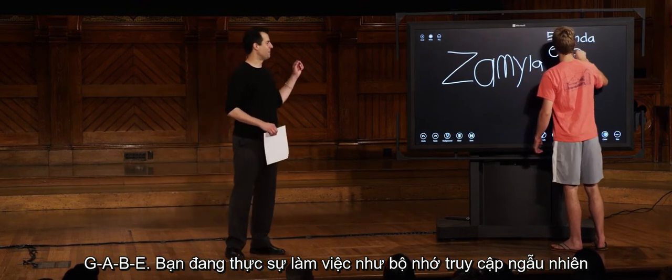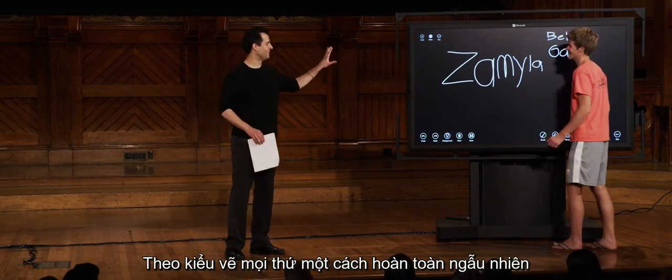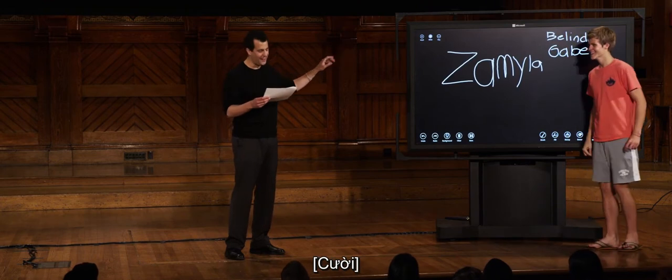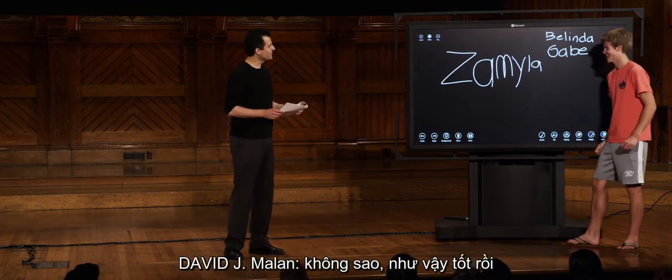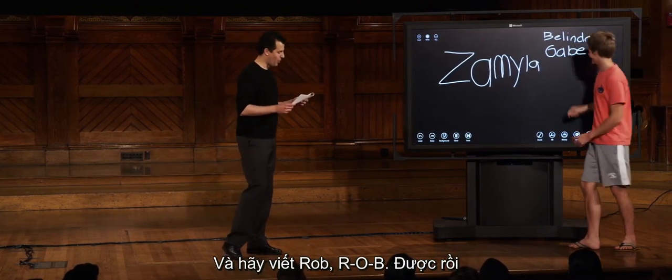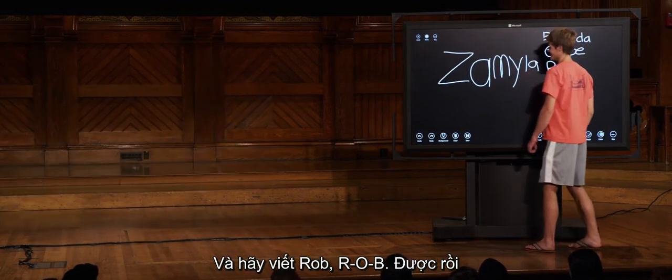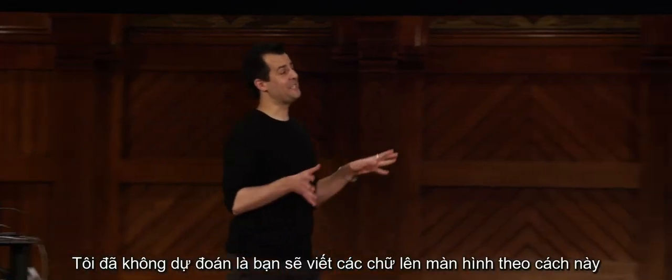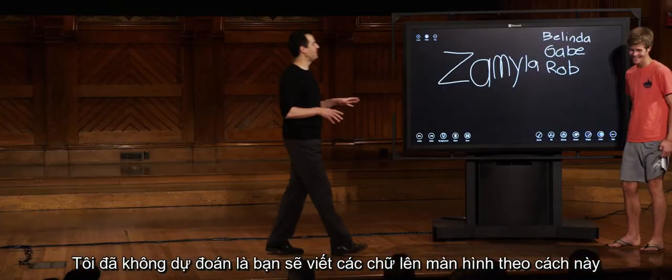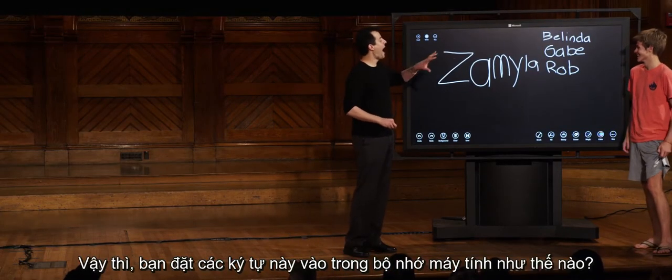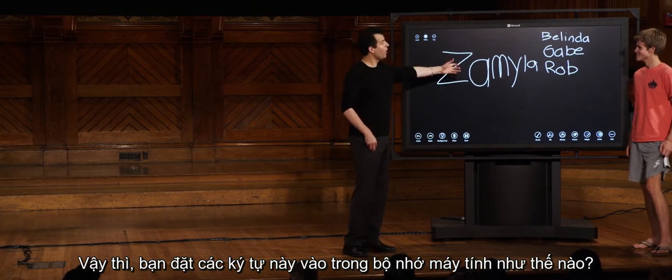You're really taking to heart random access memory, just drawing everything completely randomly. Okay, so... Sorry, my handwriting's bad. No, that's okay. And how about Rob, R-O-B? Okay, good. So I didn't anticipate you would lay things out in this way, but we can make this work. So how did you go about laying out these chars in memory?